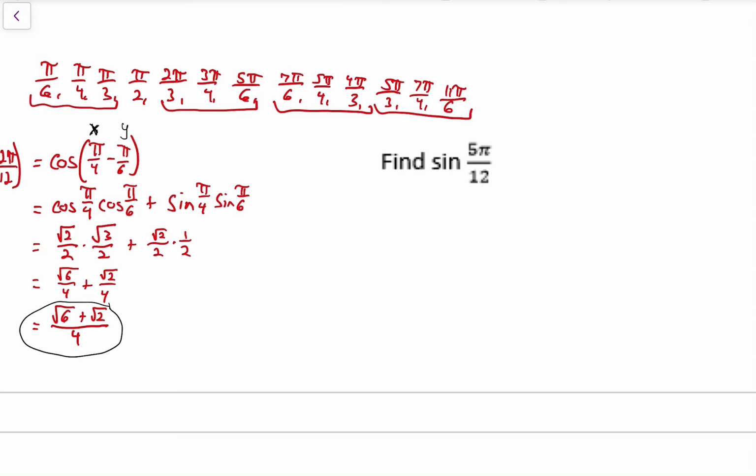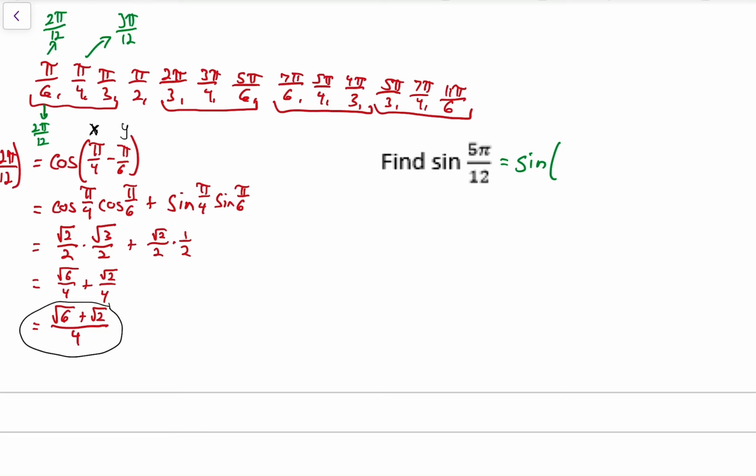We have sine of 5 pi over 12. Well, for 5 pi over 12, we want to figure out how we can write it as a sum or difference of some of the angles that we are already familiar with. And actually, we're going to use the same ones, because pi over 6 is 2 pi over 12, and pi over 4 is 3 pi over 12, and that adds to equal 5 pi over 12. So again, make sure you're familiar with fractions and writing things with a denominator of 12.